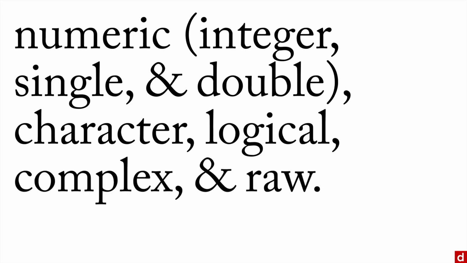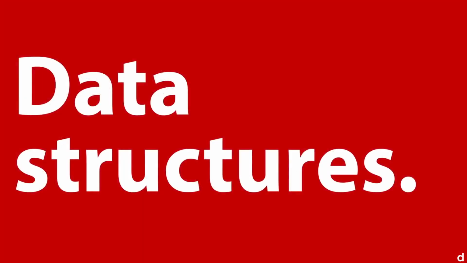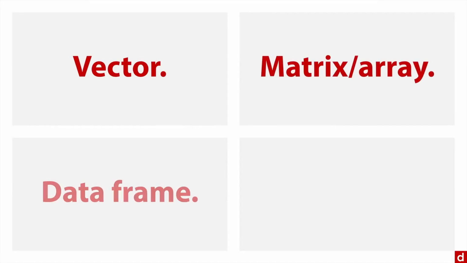But regardless of which kind you have, you can arrange them into different data structures. The most common structures are vector, matrix or array, data frame, and list. We'll take a look at each of these.